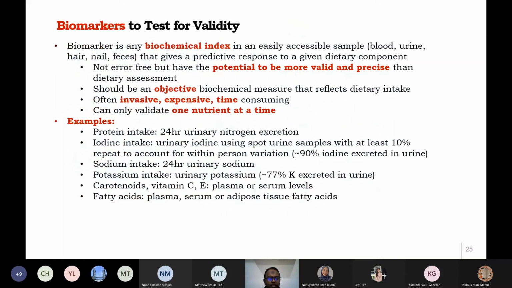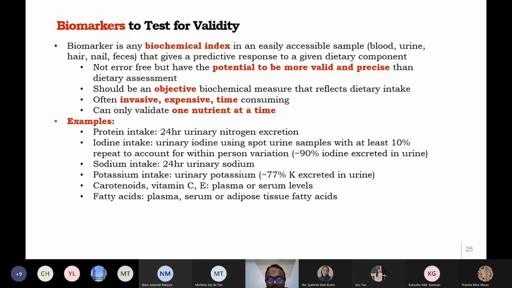So let's talk about biomarkers. We have mentioned biomarkers earlier. Biomarkers are also used to test for validity, because when you have different types of methods which still don't give you a good result for validity, you have to use a biomarker. A biomarker is any biochemical index in an easily accessible sample, for example blood, urine, hair, nail, feces, that gives a predictive response to a given dietary component.